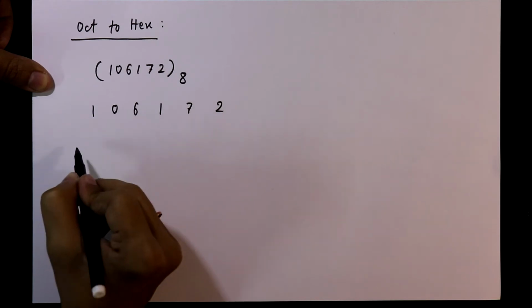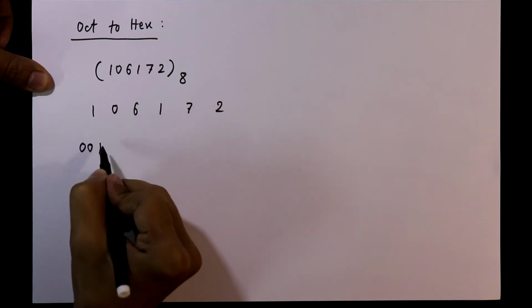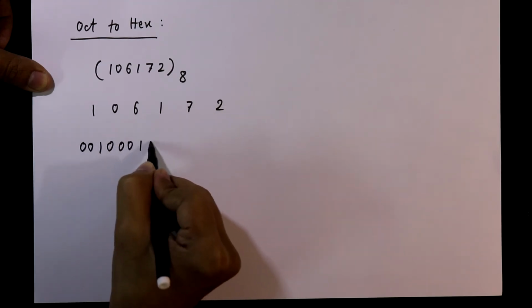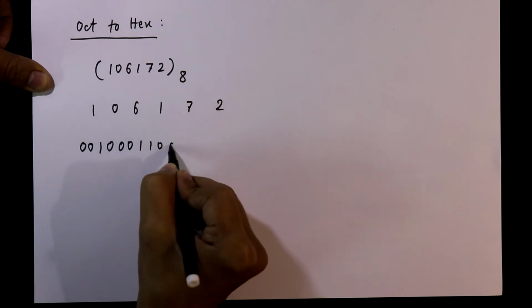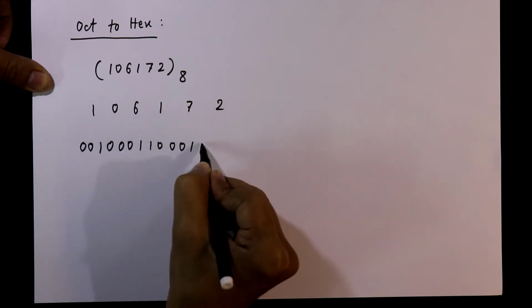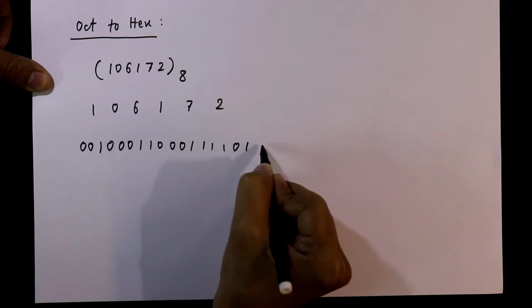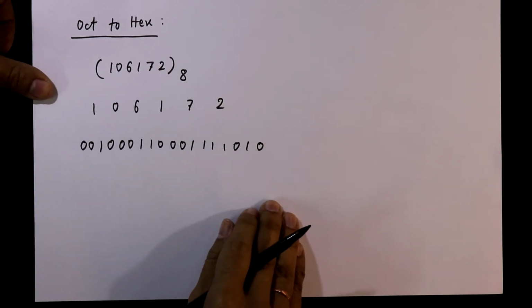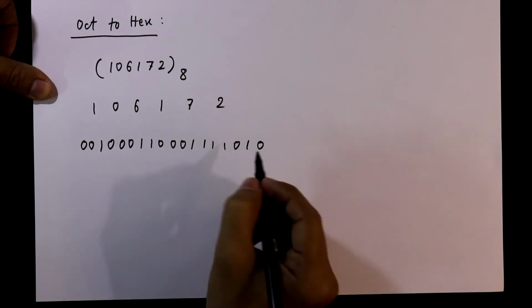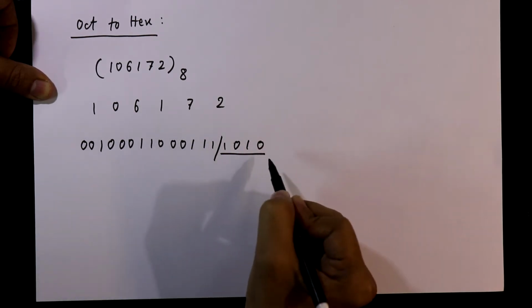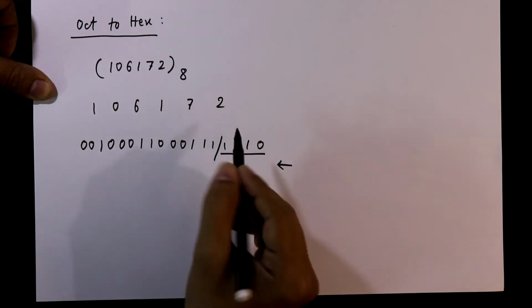So in 3 bit, 1 is 001, then 000, 6 is 110, 1 is 001, 7 is 111, and for 2 we have to write 010. Now divide this binary number in 4 bit from the right side.